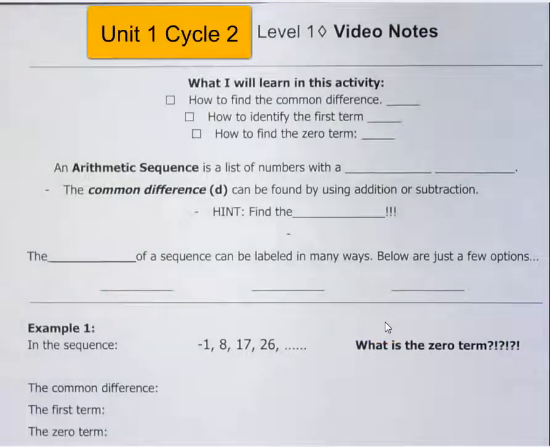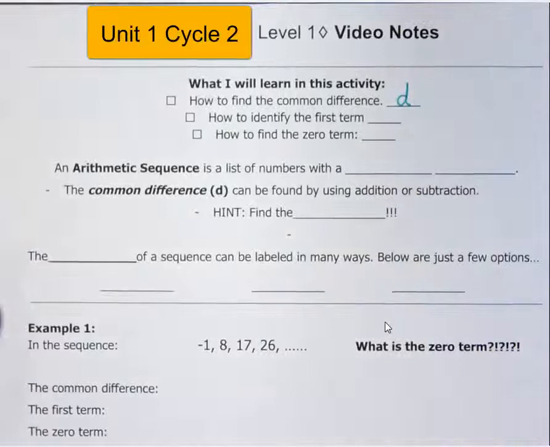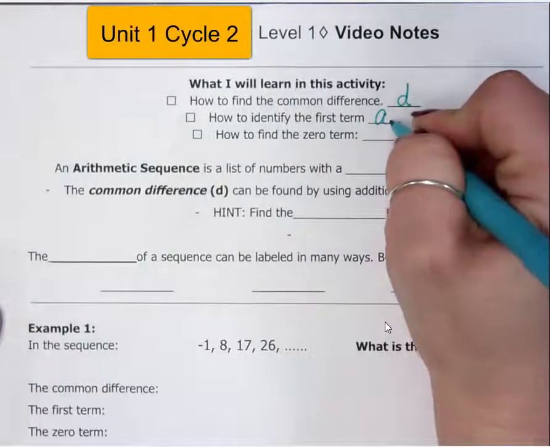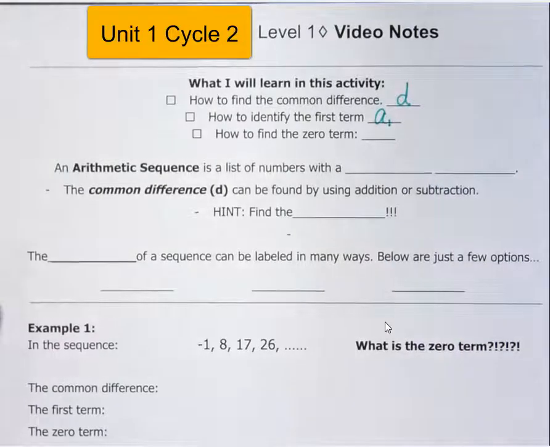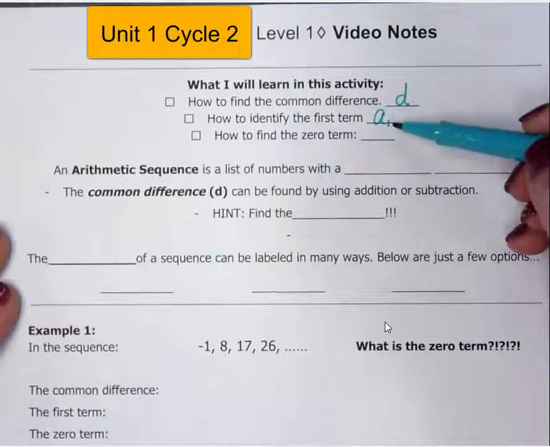All right, here's our quick video on how to find the common difference, the first term, and the zero term of a sequence. So we have some math symbols. The symbol for the common difference is the letter D. The symbol for the first term is A sub 1. So it's A with a little 1 in the bottom right. We say sub, A sub 1.